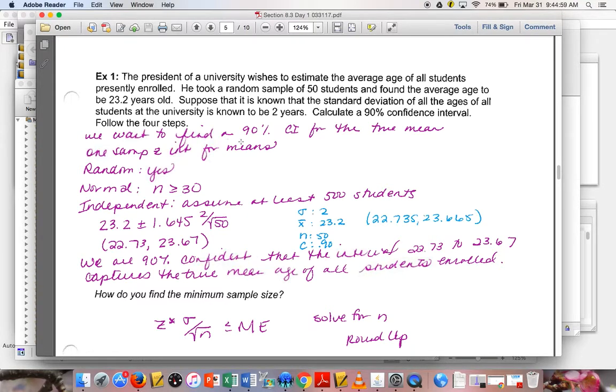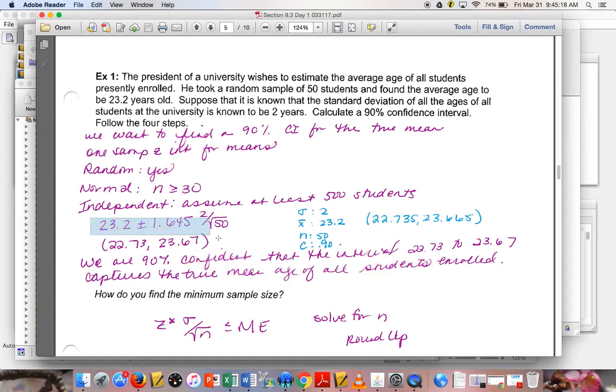Here's step 1. All of this right here is my step 2. So I'm doing a 1 sample z interval for means. It says he took a random sample. The normal check here: the sample size is greater than or equal to 30, so the central limit theorem applies. I'm going to assume there's at least 500 students.